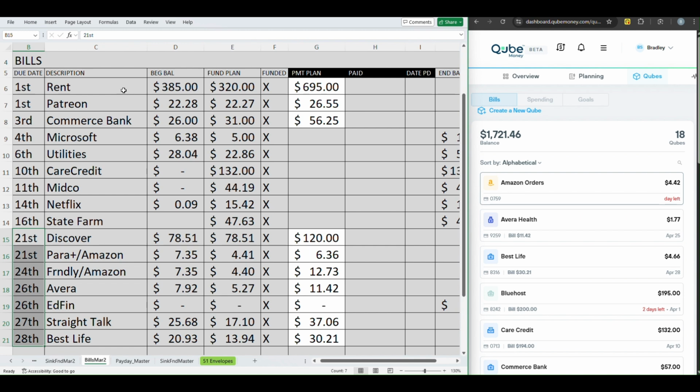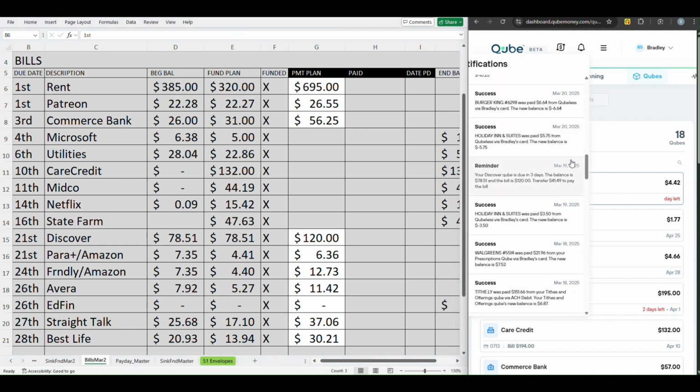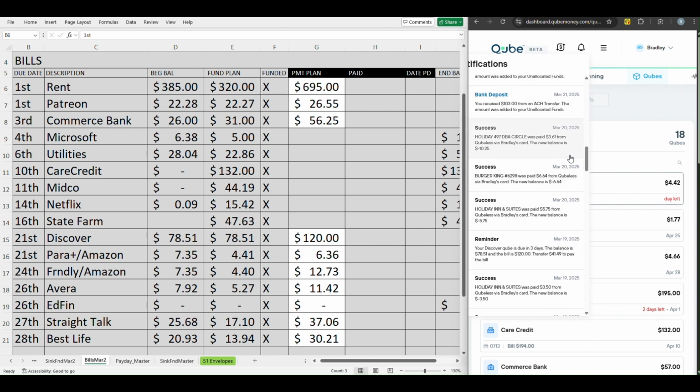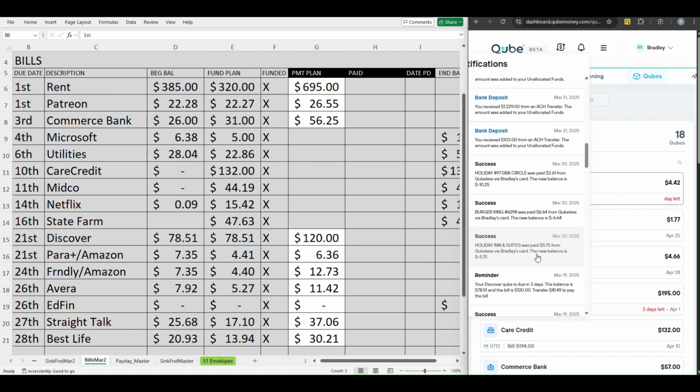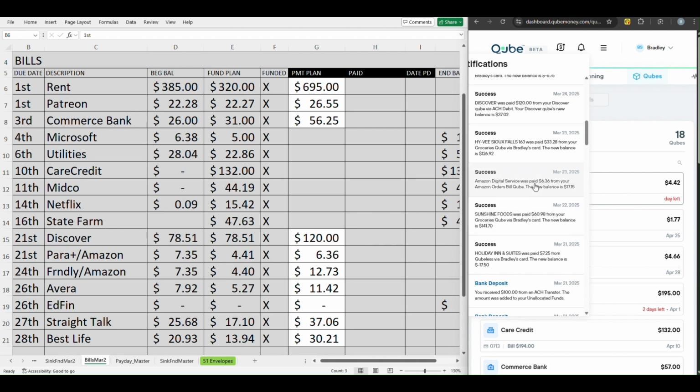All right, first thing I want to take a look at is my bills and see if there's any bill that has been paid in my Qube app. So I'm looking first for the dates to line up with the bills that I had planned to pay during this pay period. I believe I'm going to see one of my Paramount or one of my Amazon bills, which is the one for Paramount Plus. And I'll take note of what the date is and just check to see if the dollar amount is the same dollar amount that I had in my payment plan column.